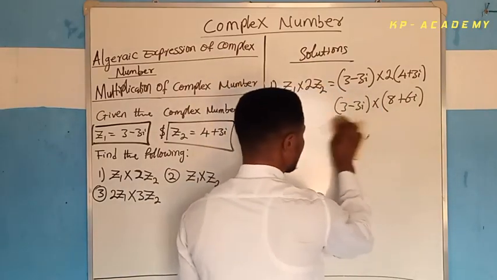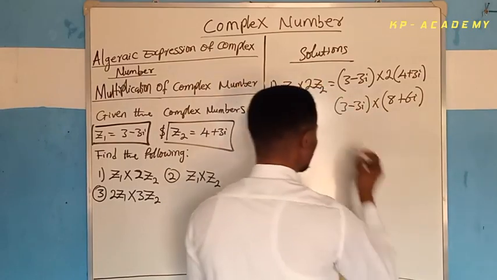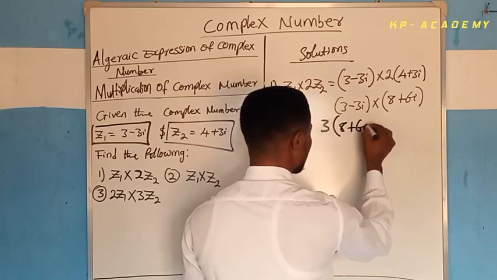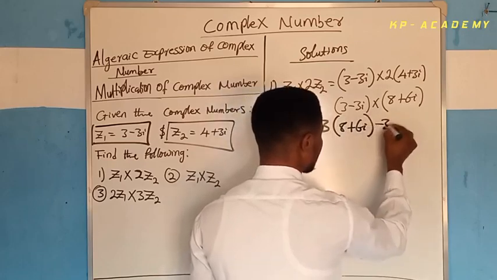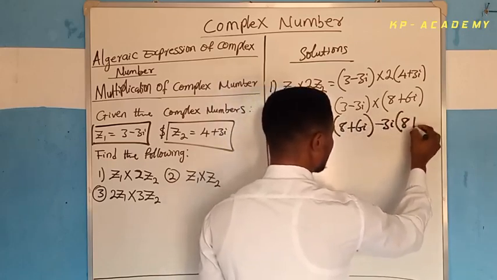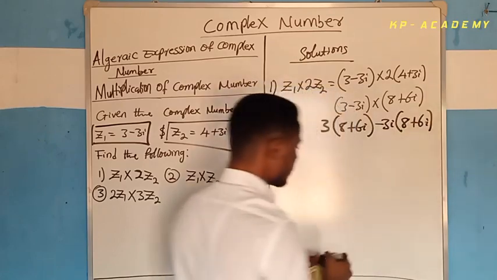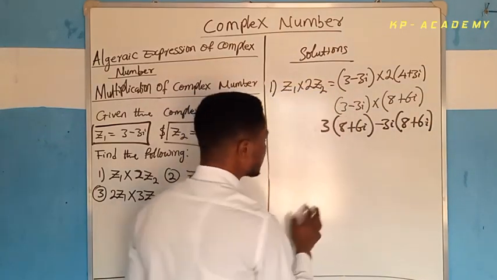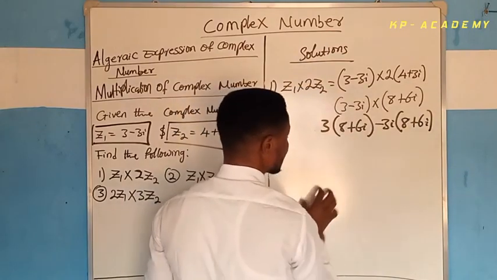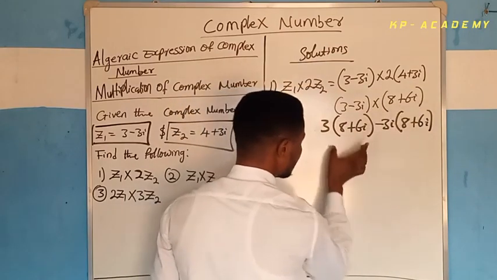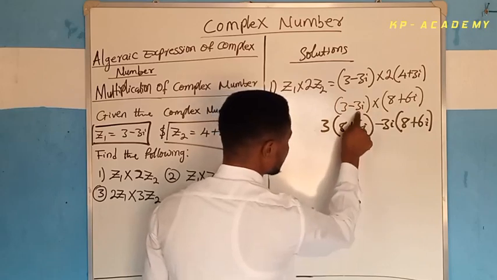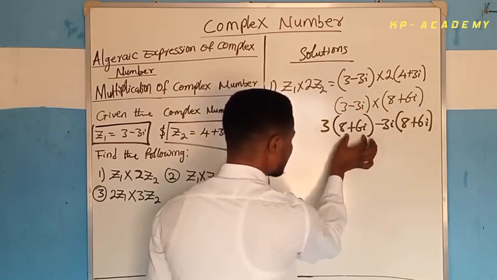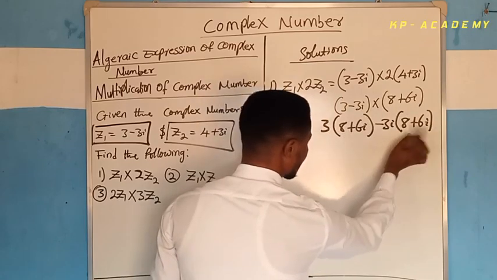Let me clean it entirely and write it very well. Okay, I actually mean 3 into 8 plus 6i, then minus 3i into 8 plus 6i. Having expressed it this way, you can now clearly see that this part is multiplying this part, such that this 3 multiplies this and this, which is what I have here, and this minus 3i multiplies this and this, which is also what I have here. So I'm going to open out this bracket with this 3 and open out this bracket with this minus 3i.